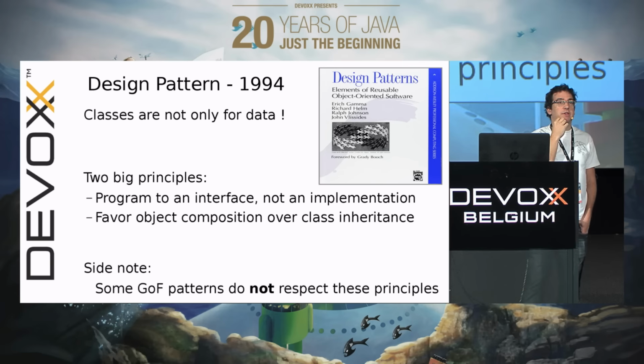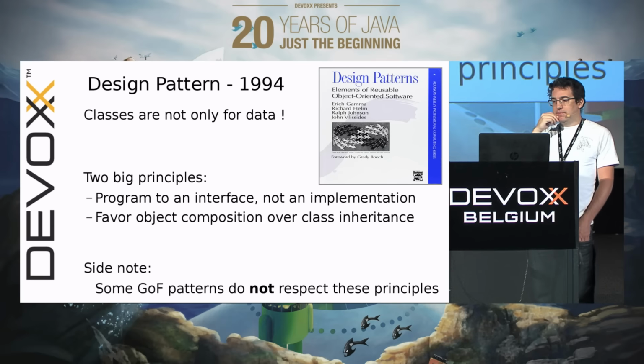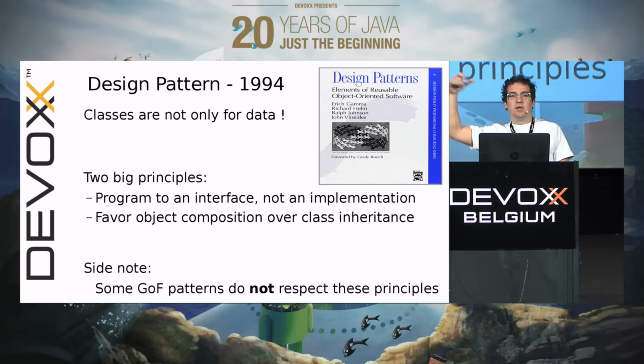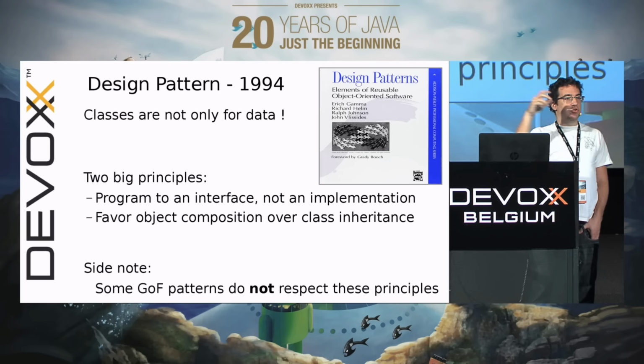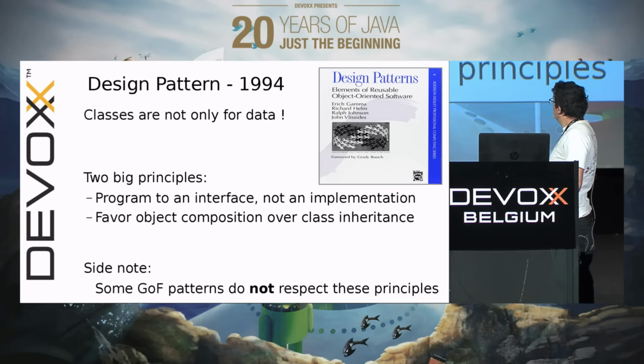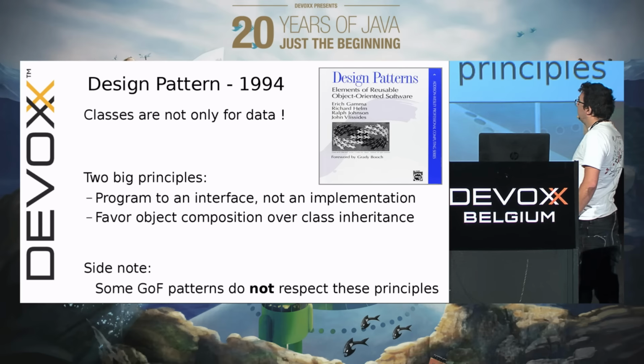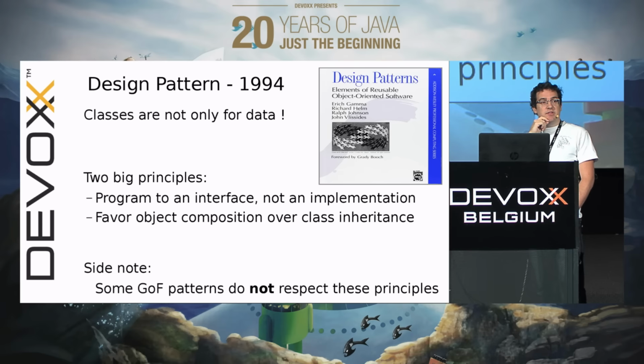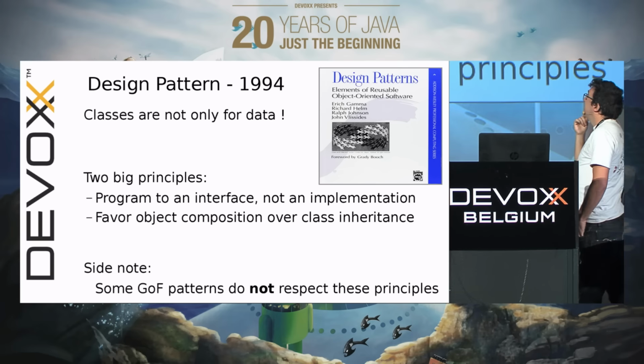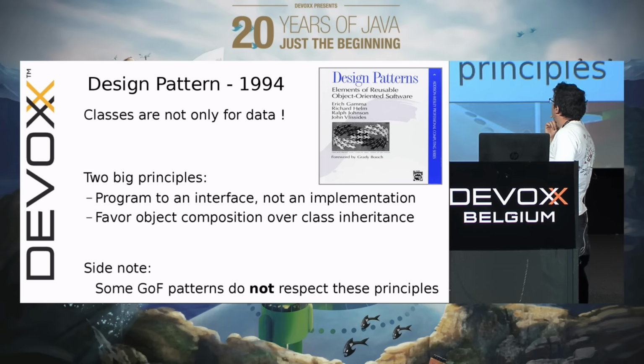It's obvious for everybody now, but at that time it was, let's say, less obvious. You should use List and not ArrayList when you have a public method. If you have a public method that takes a list as parameter, it should not be the implementation, but the interface. And the other one, which is in fact more important, is usually still not understood by most of the people. You should always favor object composition over class inheritance.